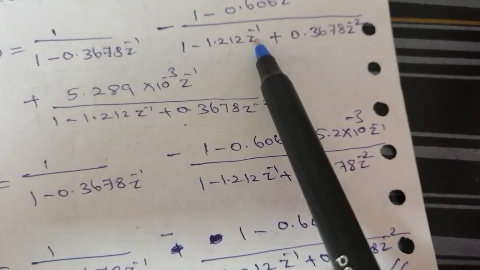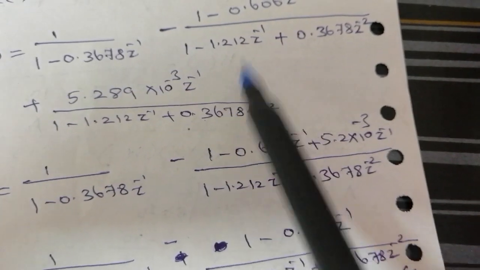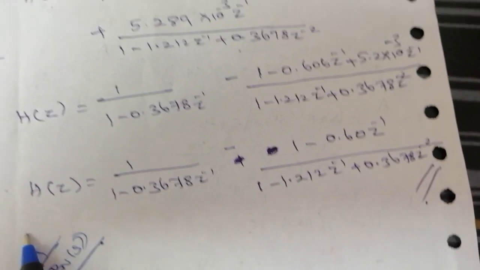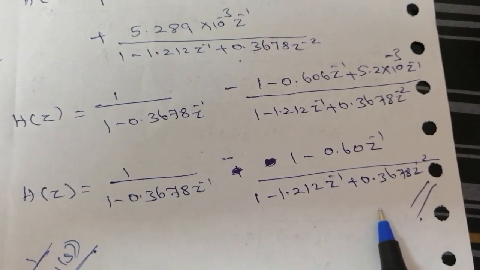The denominators in these terms are common, so take the LCM. Multiply these two terms and simplify it. Finally we'll get the digital Butterworth filter transfer function.